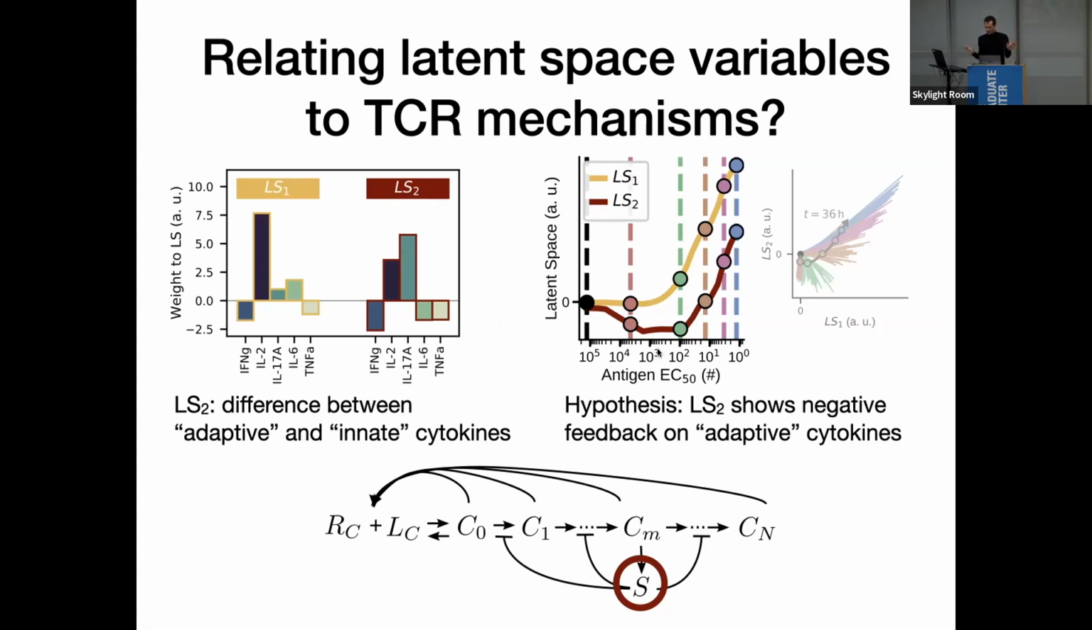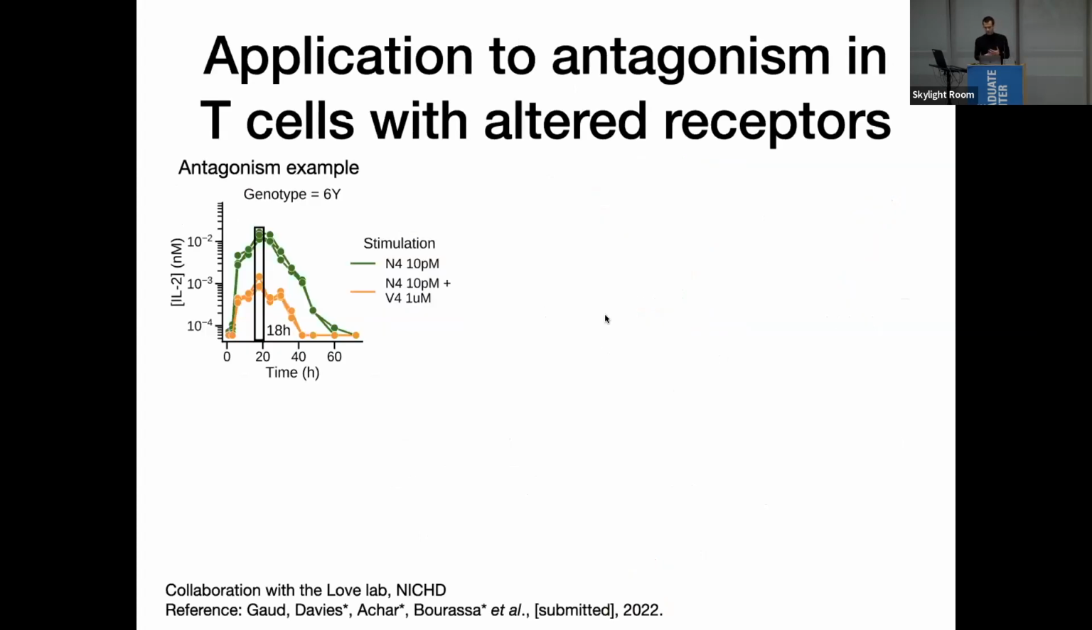And we think, so that's really a hypothesis, but we wanted to see how far we can go with that hypothesis. We think this comes from an effect of the negative feedback in the model that I've talked to you about. So that feedback would affect IL-2 more strongly for weak antigens, and the innate cytokines would still be active. So that would give you a net negative LS2. And so basically that part of the LS2 variable where it's negative would be a sign of negative feedback on adaptive cytokines. We made that hypothesis, and we tried to see what it tells us when we look at T cells that have an altered T cell receptor.